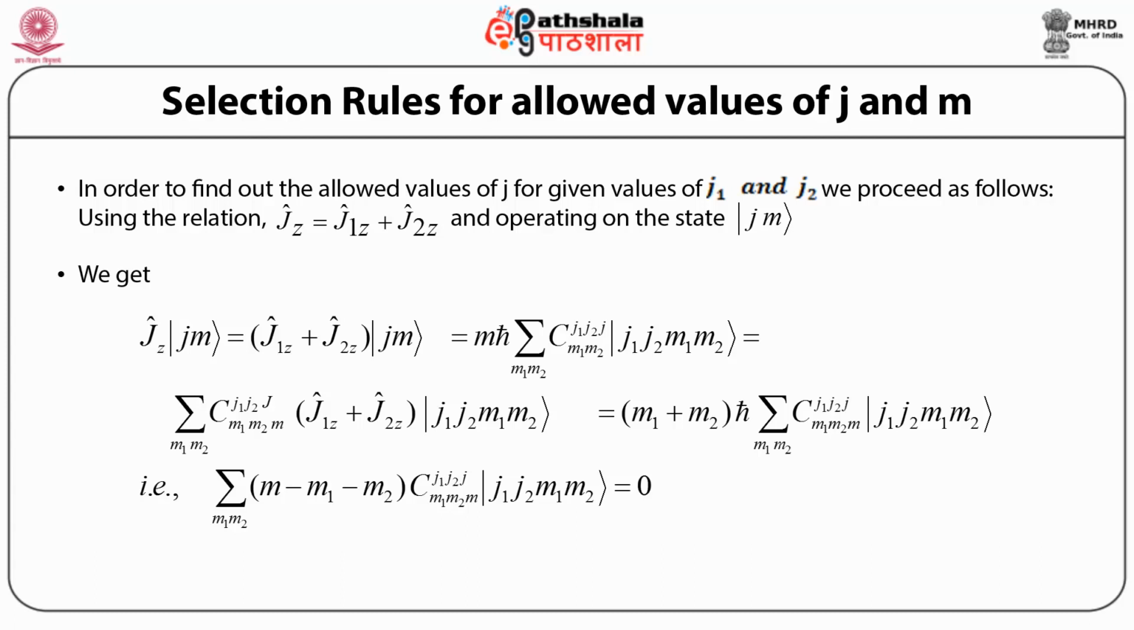This is equal to summation over M1 M2 C coefficient which depends on M1 M2 M J1 J2 J into operator J1z plus operator J2z into ket J1 J2 M1 M2, which equals M1 plus M2 into h-cut into summation over M1 M2 C coefficient into ket J1 J2 M1 M2, that is summation over M1 M2 of M minus M1 minus M2 into C coefficient which depends on M1 M2 M J1 J2 J into ket J1 J2 M1 M2 which equals 0.